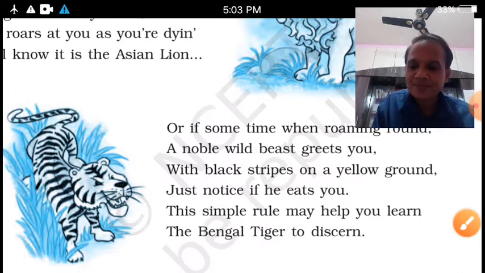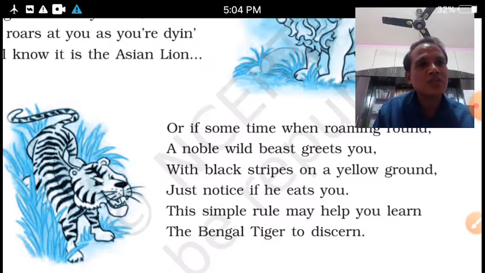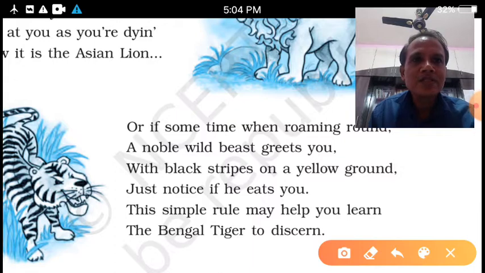So here the poet said that if by chance you are roaming around the jungle and an impressive beast encounters you, whose yellow colored skin has black stripes over it, there are a lot of black lines on the body of that wild animal, and he pounces on you to eat you. As soon as you see this animal, definitely this animal will jump on you, because he will try to eat you. Just notice if he eats you. This simple rule may help you to learn.